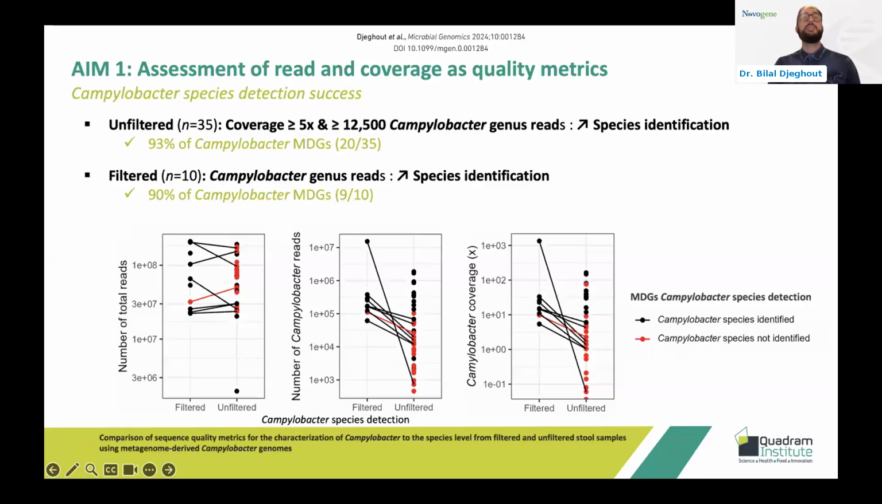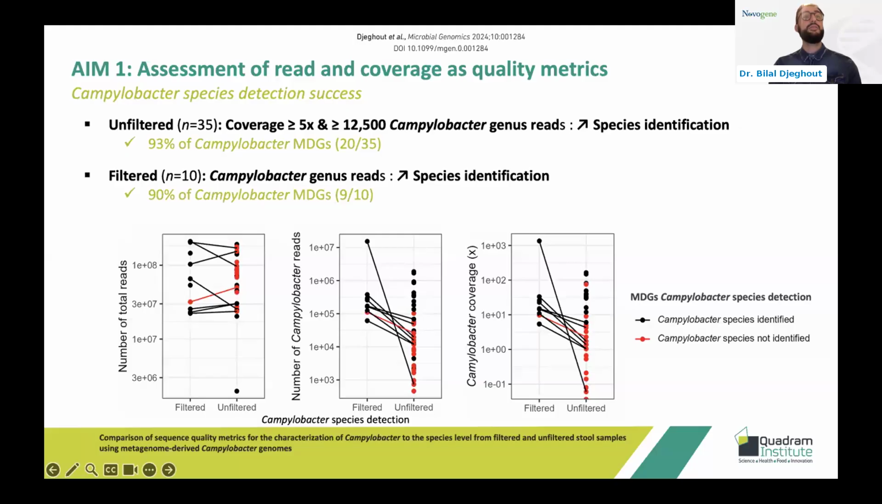Next, we assessed read count and coverage as quality metrics for Campylobacter species detection. In our analysis, the unfiltered samples showed a species identification success rate of 93% when coverage was equal to or higher than 5, and Campylobacter reads were over 12,500. In contrast, the filtered samples achieved a 90% success rate, identifying 9 out of our 10 MDGs in the subset that we tested. The 3 plots illustrate our findings effectively.